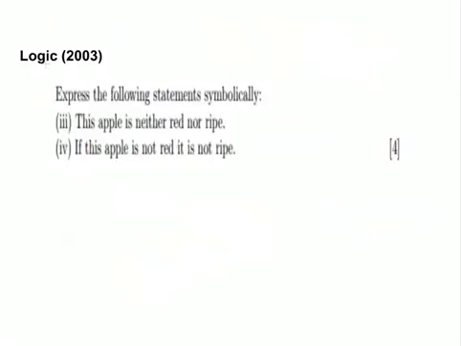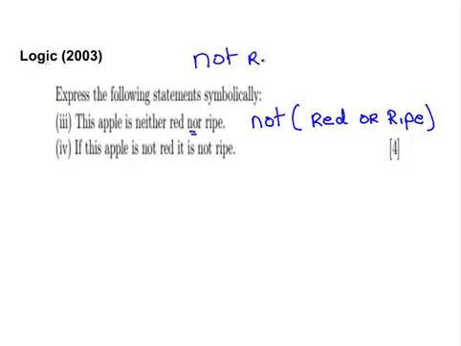The next part is: express the following statement symbolically. This apple is neither red nor ripe. Okay, so, nor. This is a sort of tricky one actually. What we're saying is it's not red or ripe, and that is equivalent to saying not red and not ripe. Not red and not ripe.